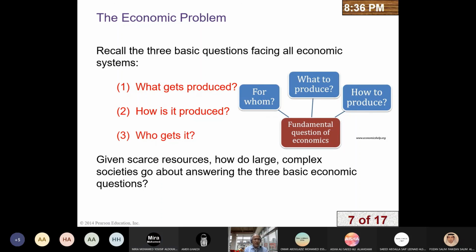Okay, so think about the United Arab Emirates society. Think about the whole country of the United States of America. Think about India, China. So what should be produced? What is the appropriate combination of goods and services? All these societies answered this question, and they are producing goods and services which customers are willing to purchase and which satisfy their needs. How is it produced? For each single product, we adopt a special technology. Who gets it? How to distribute the products among customers? There is a secret behind all these three questions, which is the price.